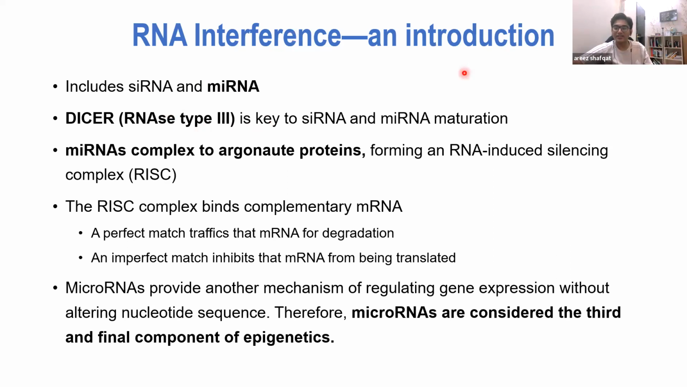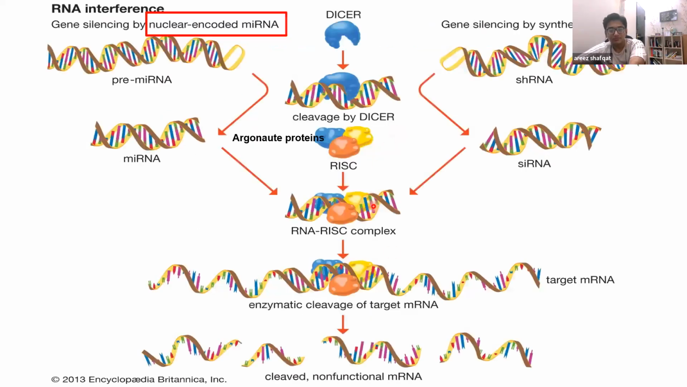Why does it look like a double helix? It's just a diagram, man. It's just to explain a concept. It's not a double helix, it's actually a single strand. This part is the part which is bound to the mRNA. You can see this interaction here between the microRNA and the target mRNA. Otherwise, it's a single strand.